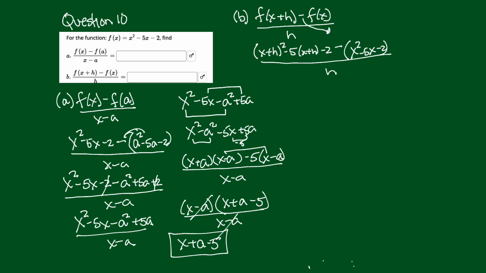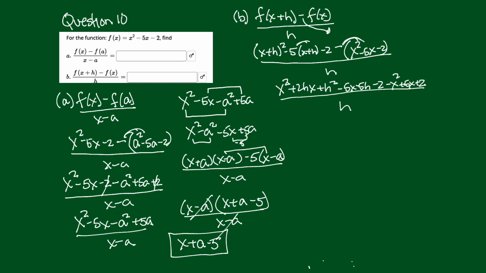Take this one. Square a binomial. Square the first. X squared. Multiply these two together and then double it. Multiply them together to get hx or xh. It doesn't matter. hx. Double it. You get 2 of those. Plus 2hx. And then square the last. Square the h, you get h squared. Now take that minus 5 through. Minus 5x minus 5h minus 2. Now take that minus sign through. Minus x squared plus 5x plus 2.